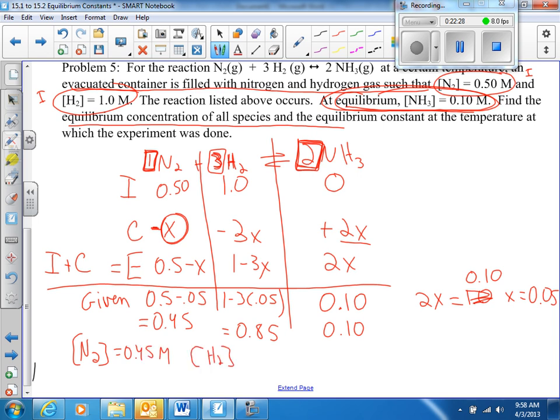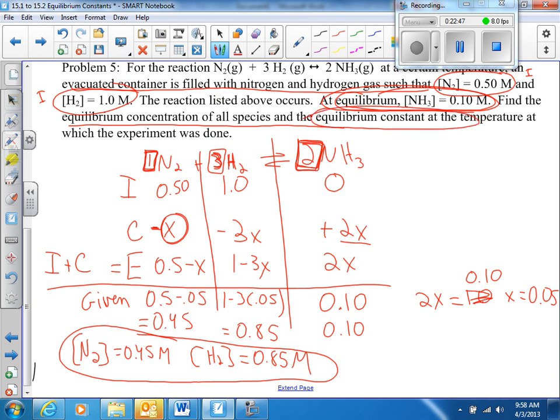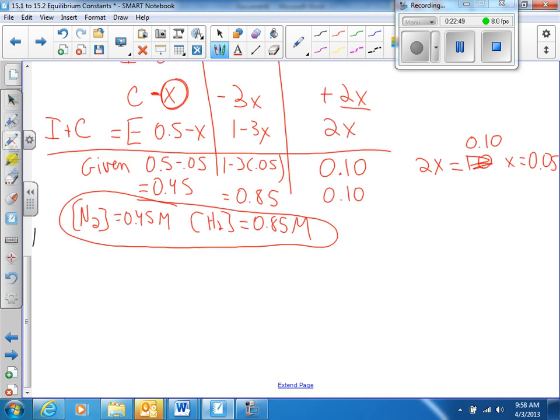H2 is 0.85 molar. And we were already given the NH3, so we don't need to write that down as an answer. But you have to make sure you don't only fill in an ICE box, you have to actually write out your answer. And we were also asked for what's the equilibrium constant at the temperature of this reaction.